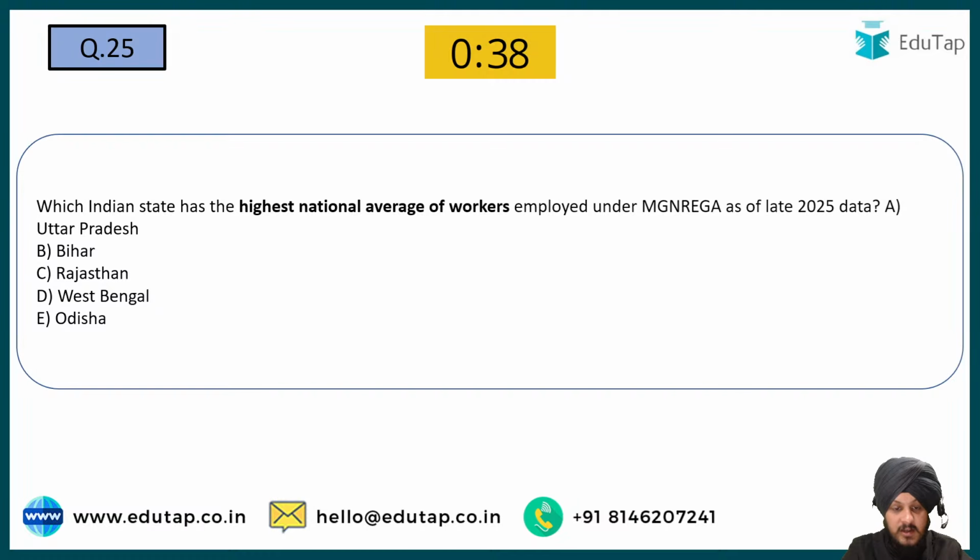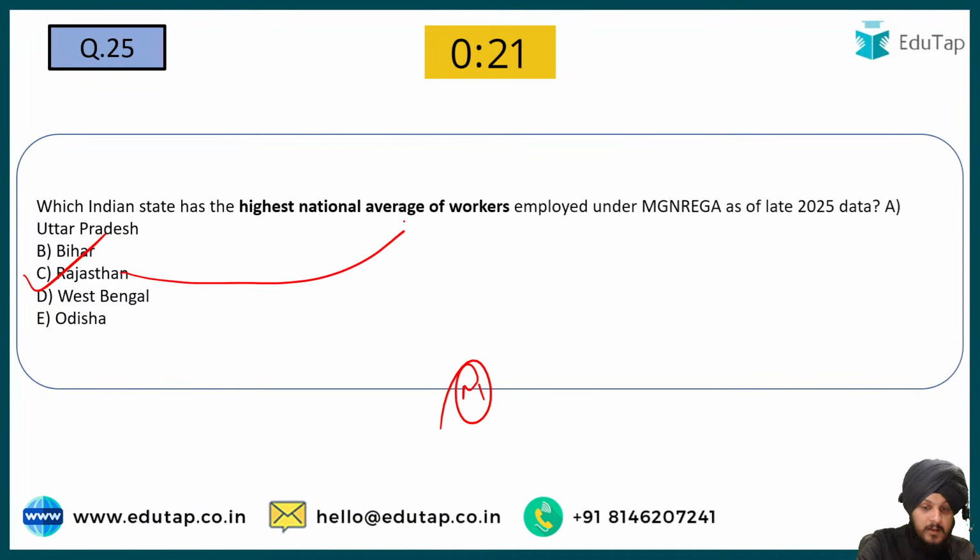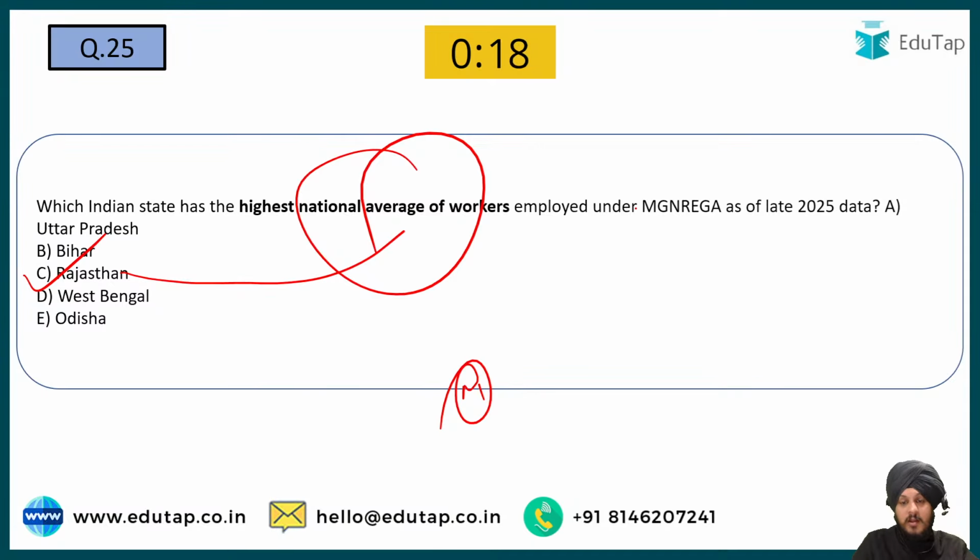Highest national average of workers employed under MGNREGA. Because migration is a part of your syllabus, right? So that's why these type of things we have added. So basically the answer to this question, either you know it or you don't. So the correct answer is Rajasthan. Okay, so it is Rajasthan. That is going to be the answer to this question, the highest number of average workers employed under MGNREGA. So C is going to be the correct answer.